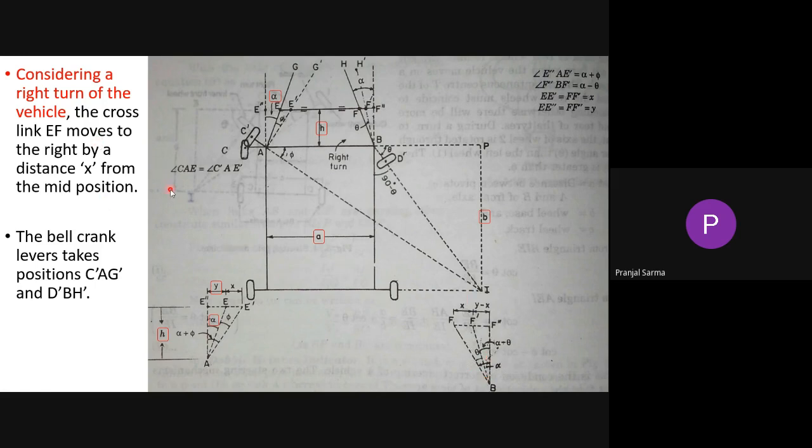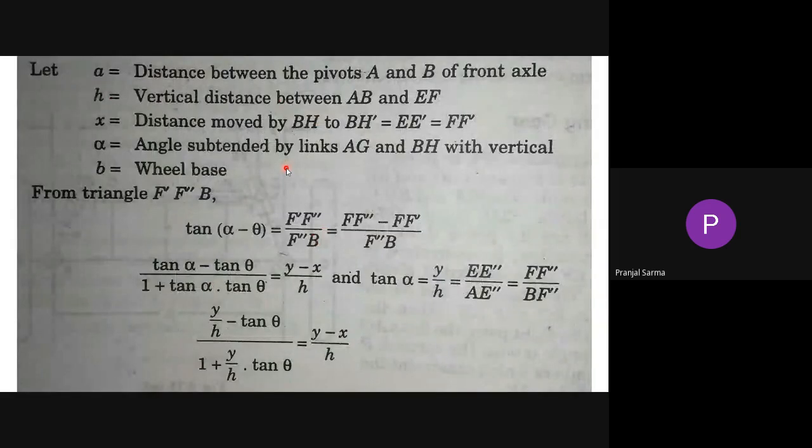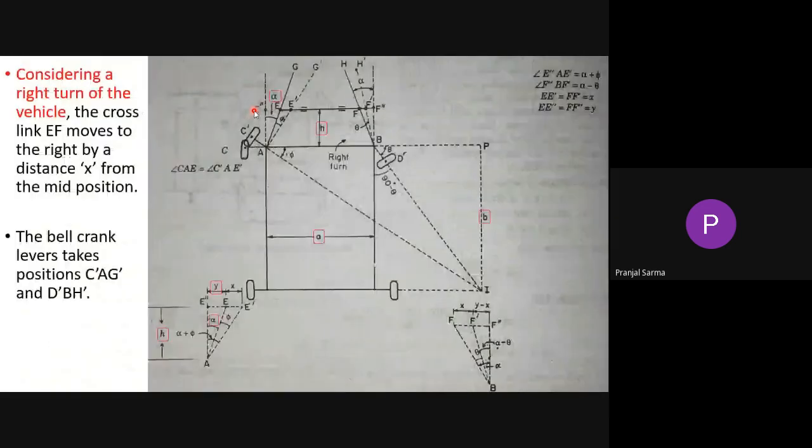Now from these two figures, if you do the analysis, we have already considered a as the distance between the two pivots. The important things are h and x. h is the vertical distance between AB and EF. And x: whenever it is taking the right turn, the cross link EF moves to the right by a distance x, that means it has shifted from here to here.